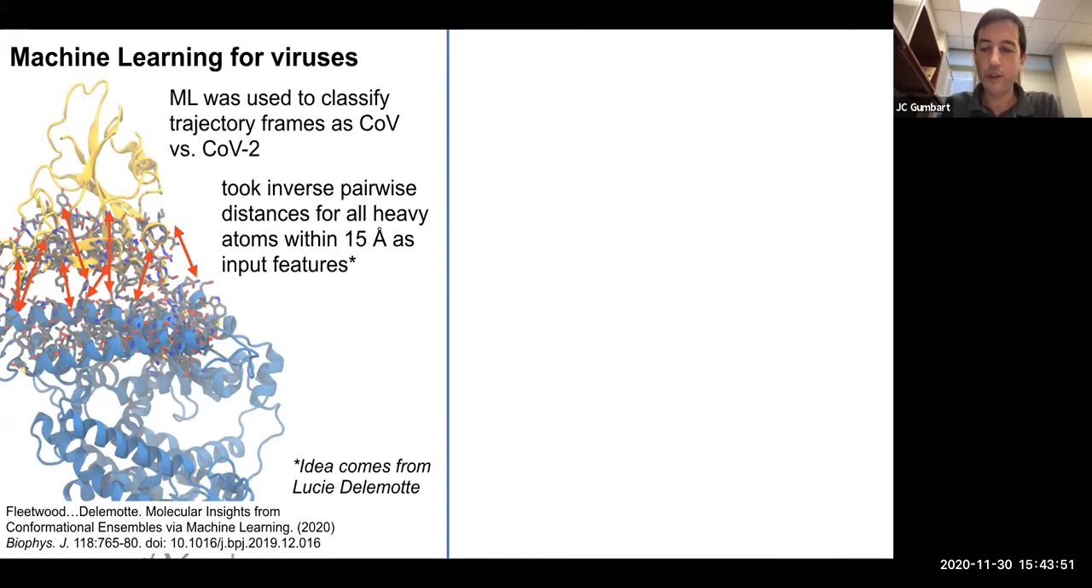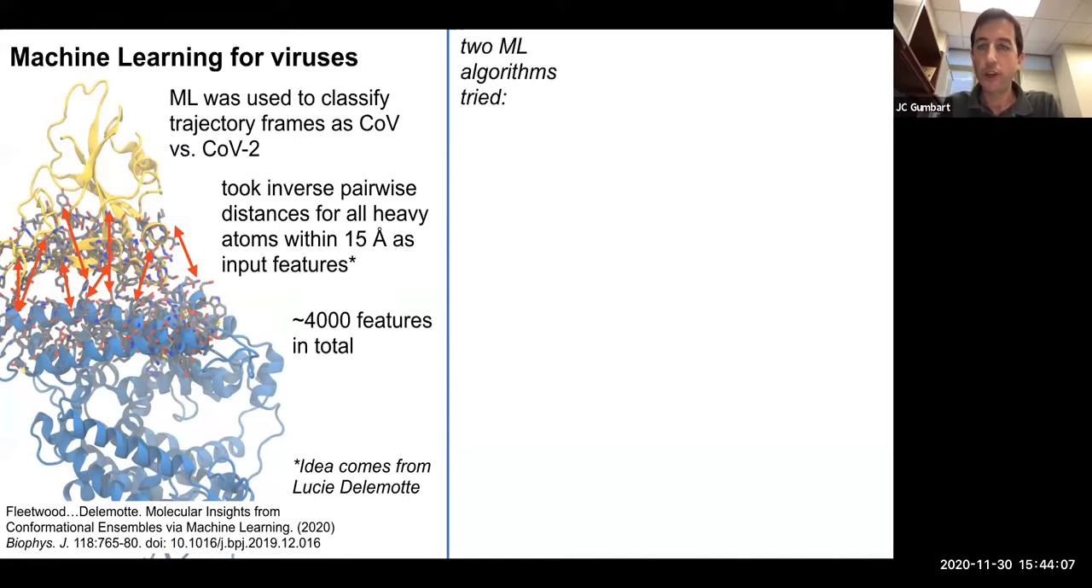So with this criterion, this 15 angstroms, we ended up with about 4,000 features. That means, in other words, for every frame of the simulation, we have 4,000 inverse pairwise distances.